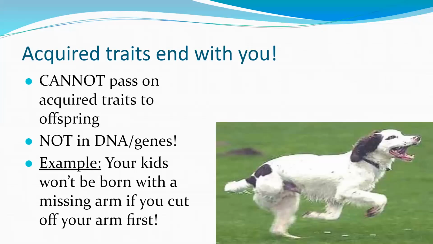So acquired traits end with you. They're not passed on. Your acquired traits are not in your DNA. And as an example, if you're missing an arm, if you cut off an arm, your kids are not going to be born with a missing arm because that's not in their DNA.